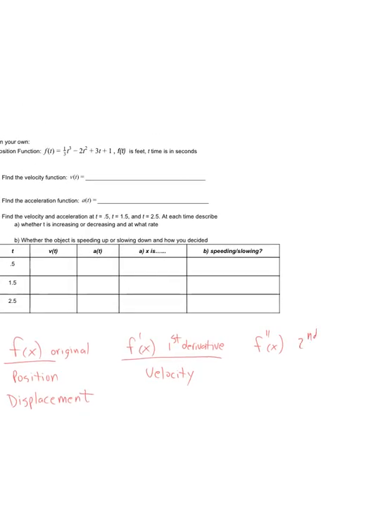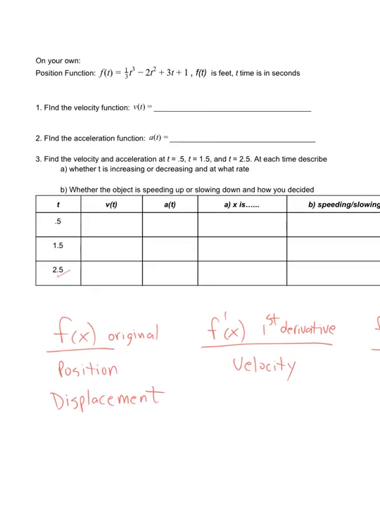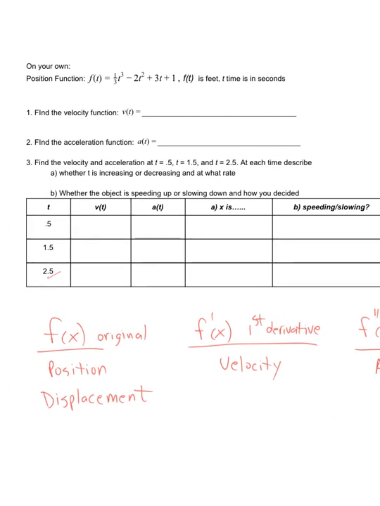All right, and then before we finish, f double prime of x, that is the second derivative. And the real world name for that, when we change our velocity, when we change our speed, is acceleration. So we need to know those three functions. So up here on your own example, I want you to pause the video and I want you to go through and try this. All right, here's the original function. Find the velocity, the first derivative. Find the acceleration, the second derivative. Plug these values into the velocity here and into the acceleration here.